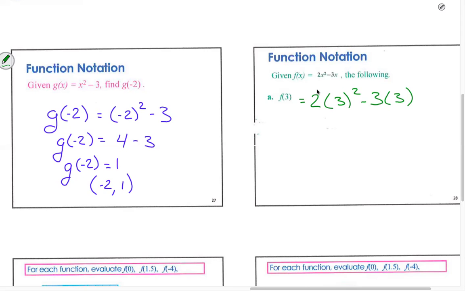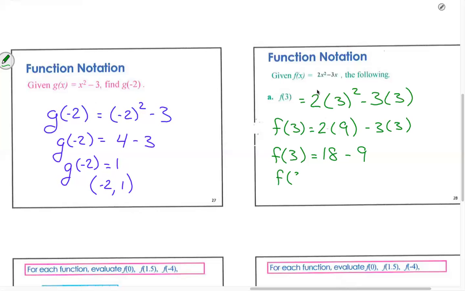All good with that? Now, I'm going to follow order of operations, and I'm only going to do one thing at a time. So 3 squared is 9. Then I have minus 3 times 3. So f of 3 equals 2 times 9, that's 18, minus 9. So f of 3 equals 9. So that corresponds to the point 3, 9.